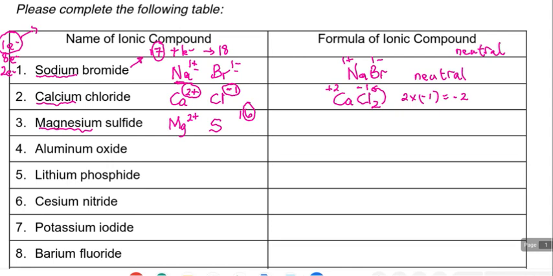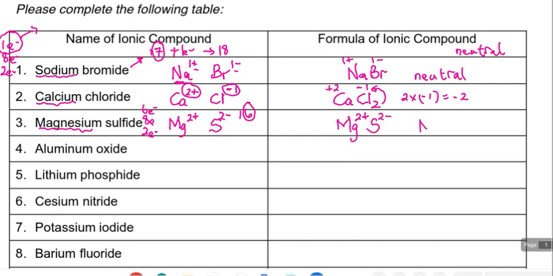So if I were to draw out the electron configuration for sulfur, in the first energy level it would have 2, second it would have 8, the third energy level it would only have 6. It's looking for 2 more to fill. And that's what it does. It takes 2 electrons, and when it does, it becomes a 2 negative charge. So you'll notice that magnesium, when it forms an ion, has a 2 positive charge because it's lost 2 electrons. Sulfur, when it forms an ion, takes on 2 electrons and forms a 2 negative charge.